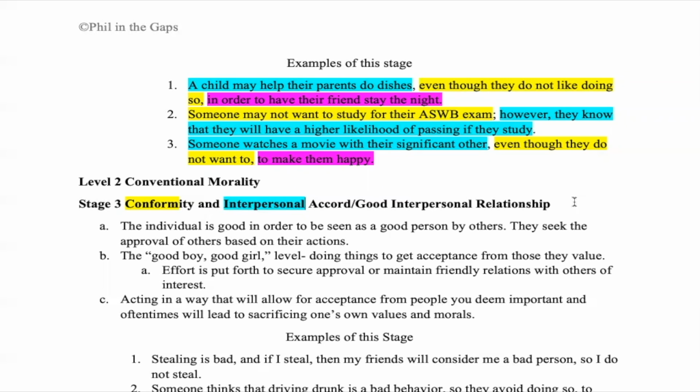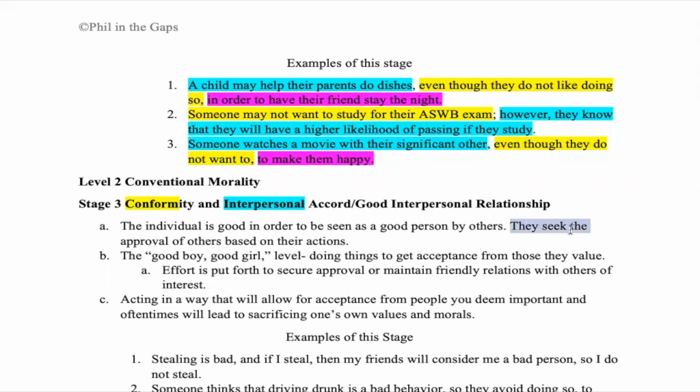So conformity and interpersonal accord is where you're going to conform to what other individuals tell you. But in addition to that, you want to have good interpersonal relationships. And that is where, again, Kohlberg is just a lifelong type situation depending on the environment that you're in. So conformity and interpersonal accord is going to be all the way around. You may conform to certain environments in certain ways of doing things, but the purpose is so that you start having relationships with other individuals. So this is where the individual is good in order to be seen as a good person by others.